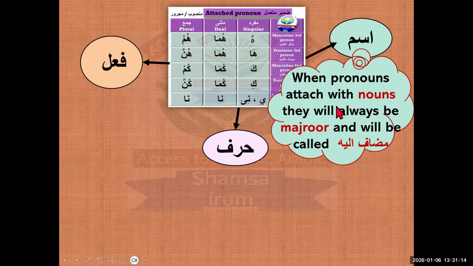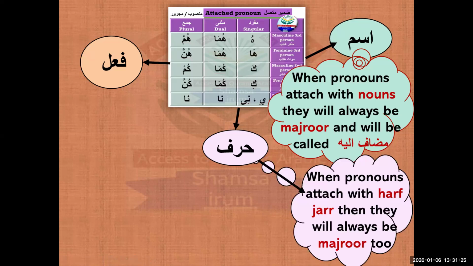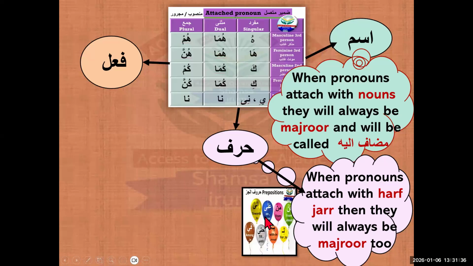When they attach with a harf, you now know there are 2 types of harf. The first one we learned in lecture 14 is harful jar, meaning prepositions. When pronouns attach with harful jar, they will always be majroor too. There are around 8 harful jar; I think hatta should not be here, so except hatta, the other 7 can be attached with all these pronouns.